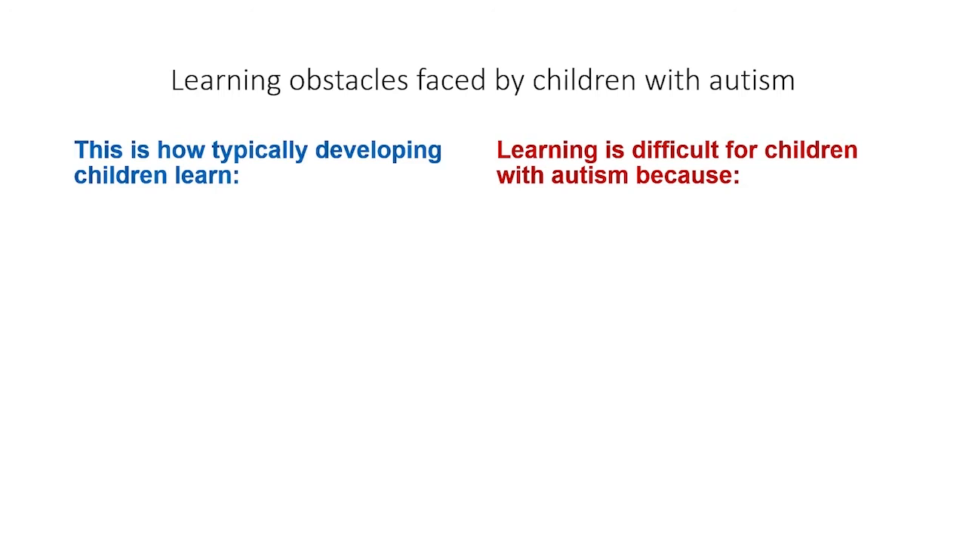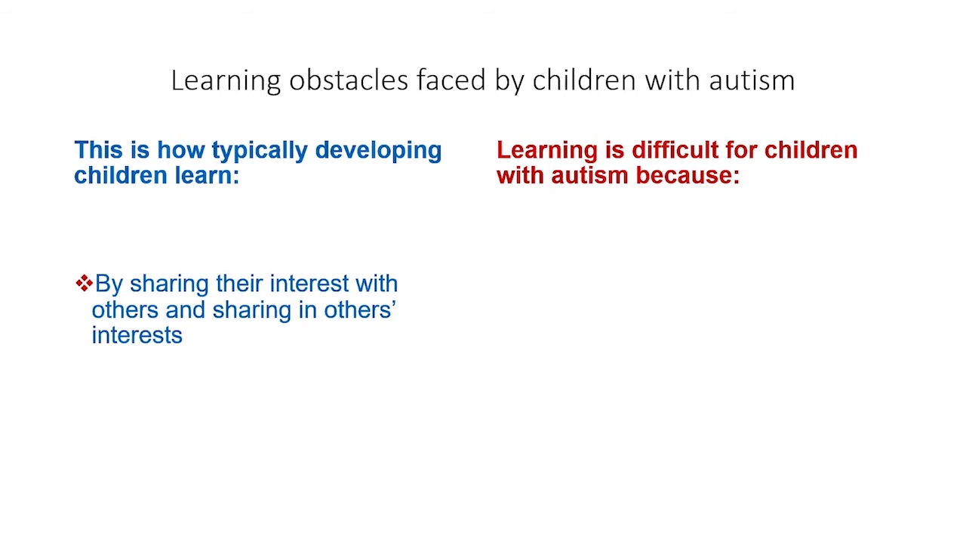But let's look at how typically developing children learn and what makes it difficult for children with autism to learn. One of the ways typically developing children start learning is by sharing their interest with others and sharing in others' interests. Very early on, from the age of about 9 months, they start pointing at things and drawing others' interest towards it. And if one points to something and says, "Wow, aeroplane," they turn and look at it and they understand that that thing is called an aeroplane. And with events like that, they start learning.